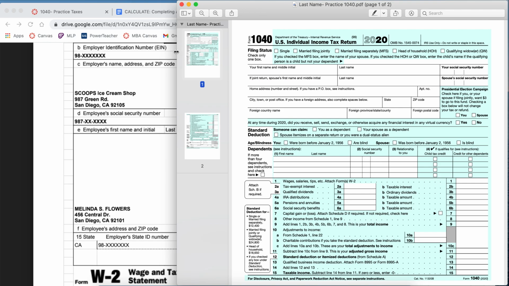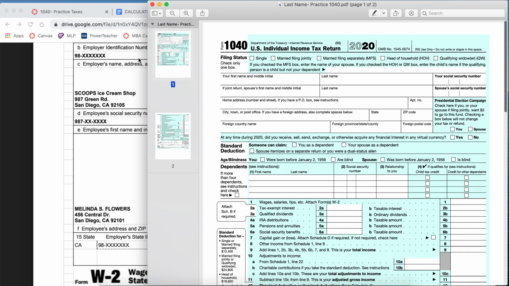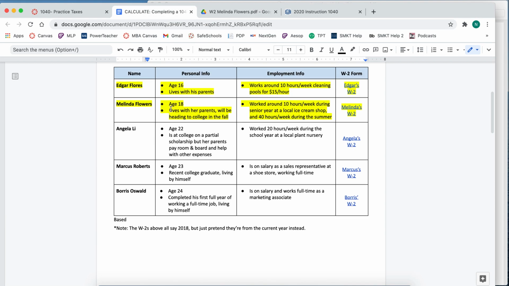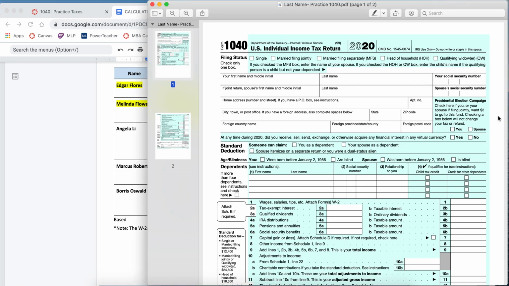So we start off with some of the personal information. Looking at my document, I see that Melinda is 18. She lives with her parents. She works 10 hours during the week and 40 hours during the summer. So she is not fully self-sufficient. She only works 10 hours a week during her school year. So her parents are definitely helping provide for her. And she is 18, so she is not married. She is single.